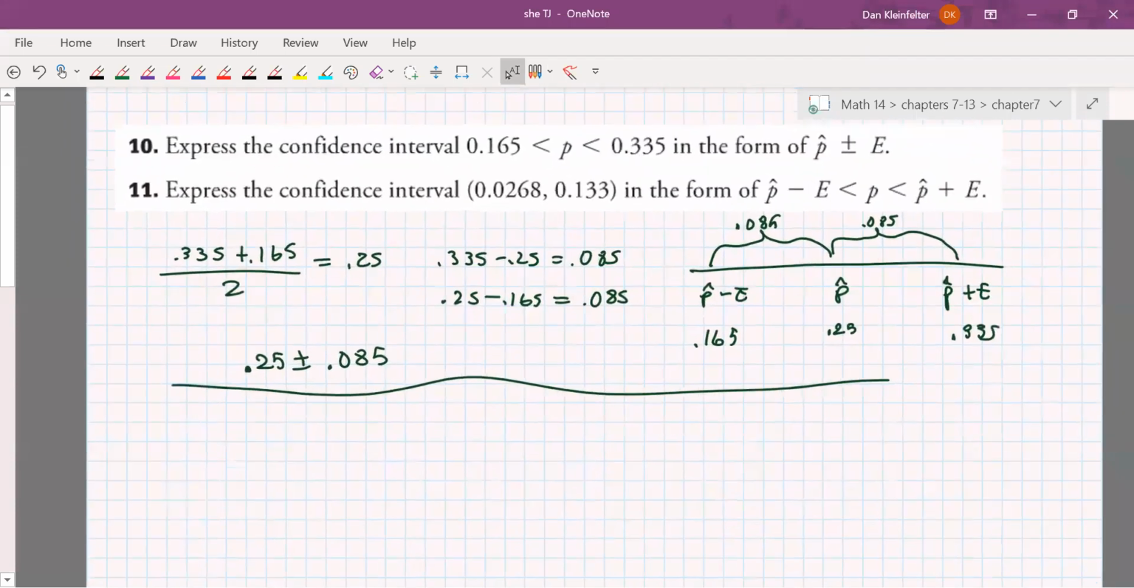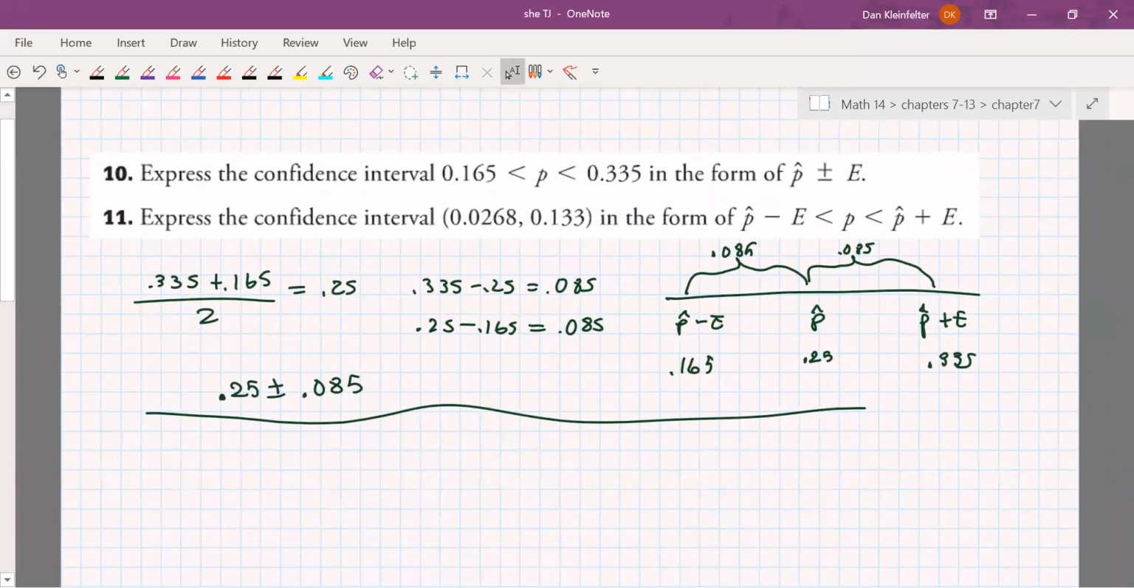For number 11, it's going to be really similar. Here, our interval is from 0.0268 to 0.133. So our first step is to find the center of that interval.